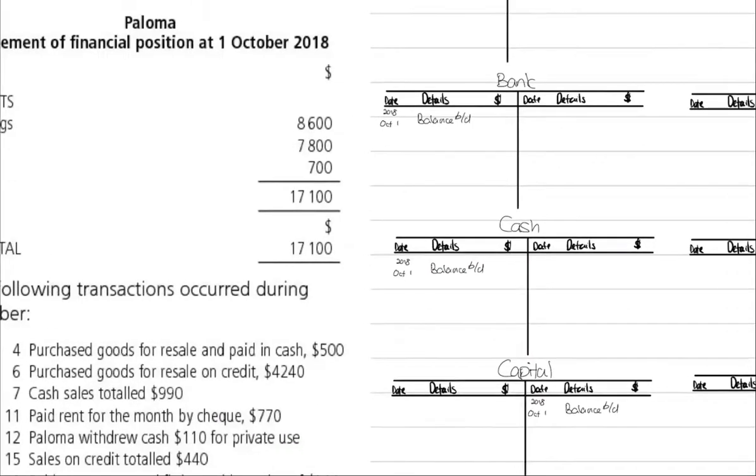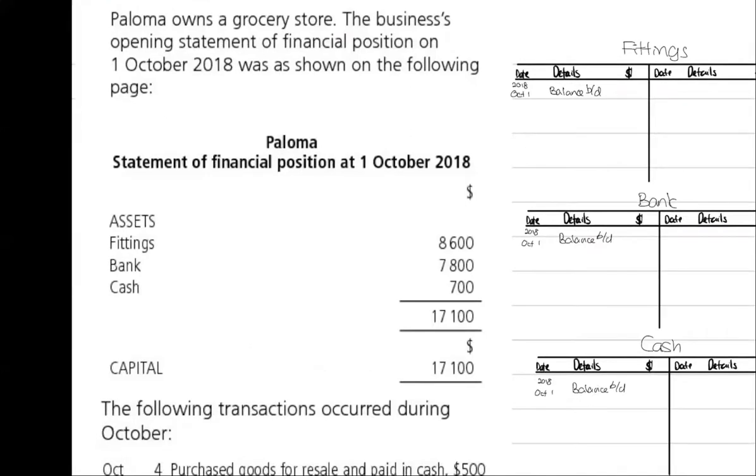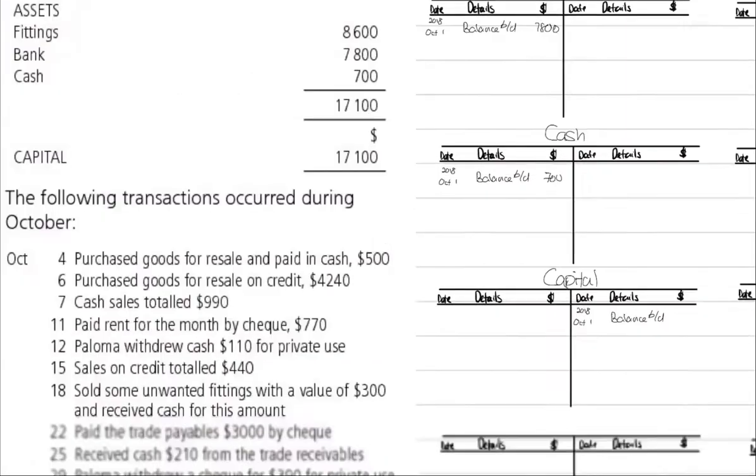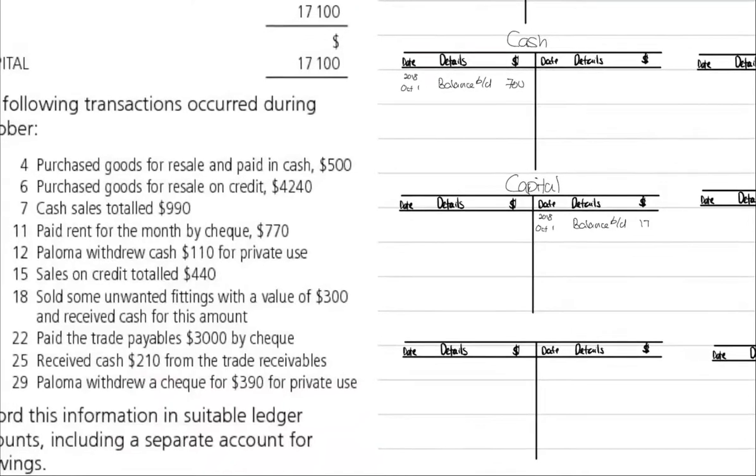Okay, then we need to record all the numbers down. So for the first one, it is 8,600, 7,800, 700, and capital will be 17,100.